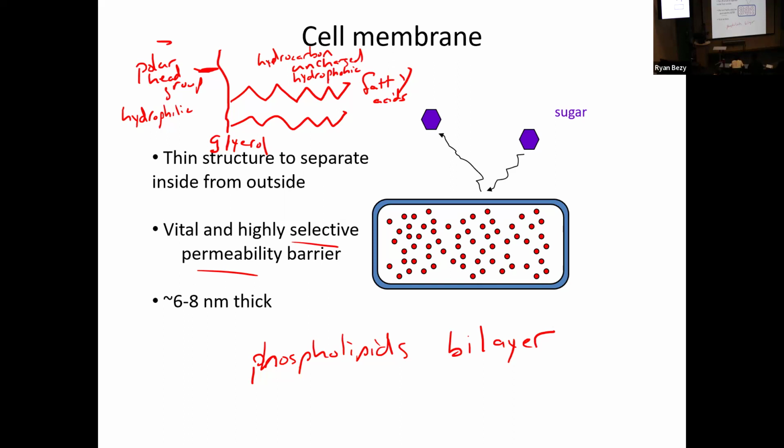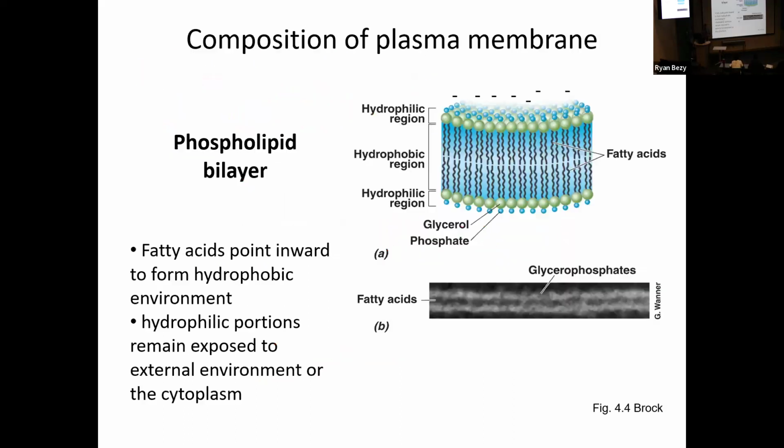But if you have many, many phospholipids in an aqueous solution, a water solution, they will spontaneously, all on their own, come into a structure called a phospholipid bilayer. So right here, this is one individual phospholipid, like I just drew out.